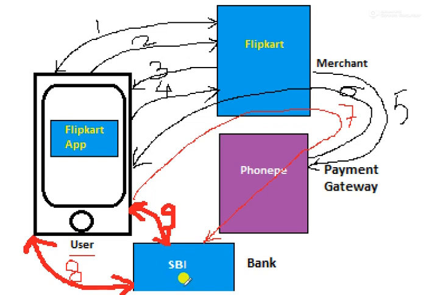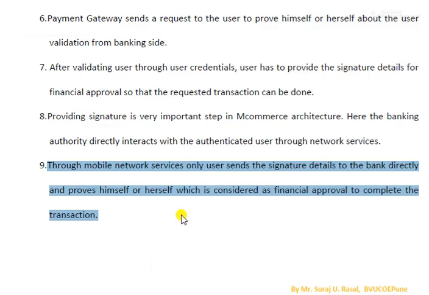Okay, so in non-technical language, the user needs to prove that he is the user. Next, the user needs to approve the financial transaction also, when the bank is ready to do the financial transaction. After this 9th step, let's see the next step mentioned here.